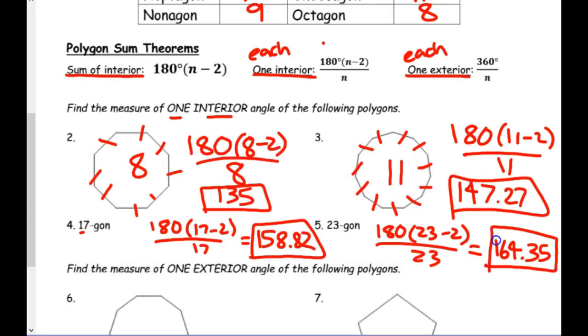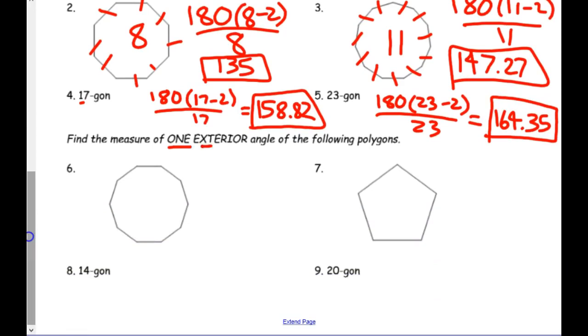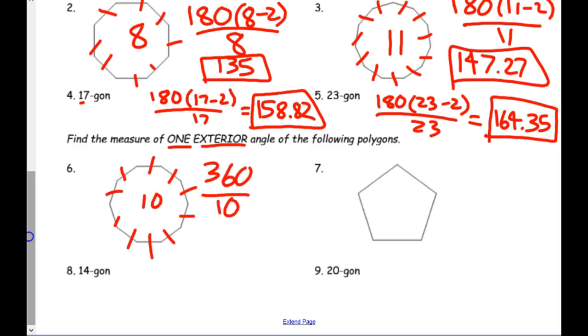Okay, so we got all those one interiors. Now it says one exterior. Remember, that's 360 divided by n. So we're going to count these up. 1, 2, 3, 4, 5, 6, 7, 8, 9, 10-sided. So 360 divided by 10, you know what that is, 36.